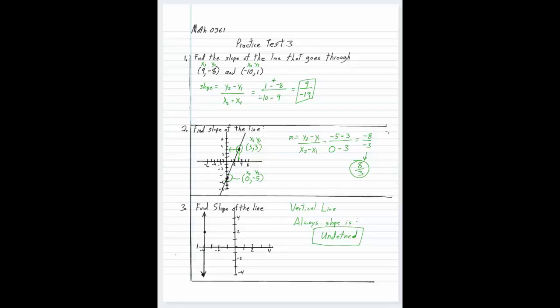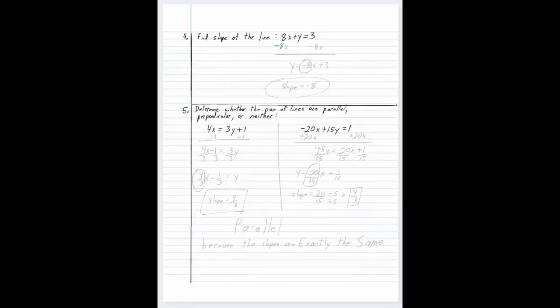For number 4, they'd like us to find the slope, but they just give us an equation. So what I suggest is let's get y alone first, because once y is alone, whatever number that's in front of x will be our slope. So I will subtract 8x on both sides. This becomes y equals negative 8x plus 3. Now that y is alone, I see that the number in front of x is negative 8. Therefore, our slope is negative 8.